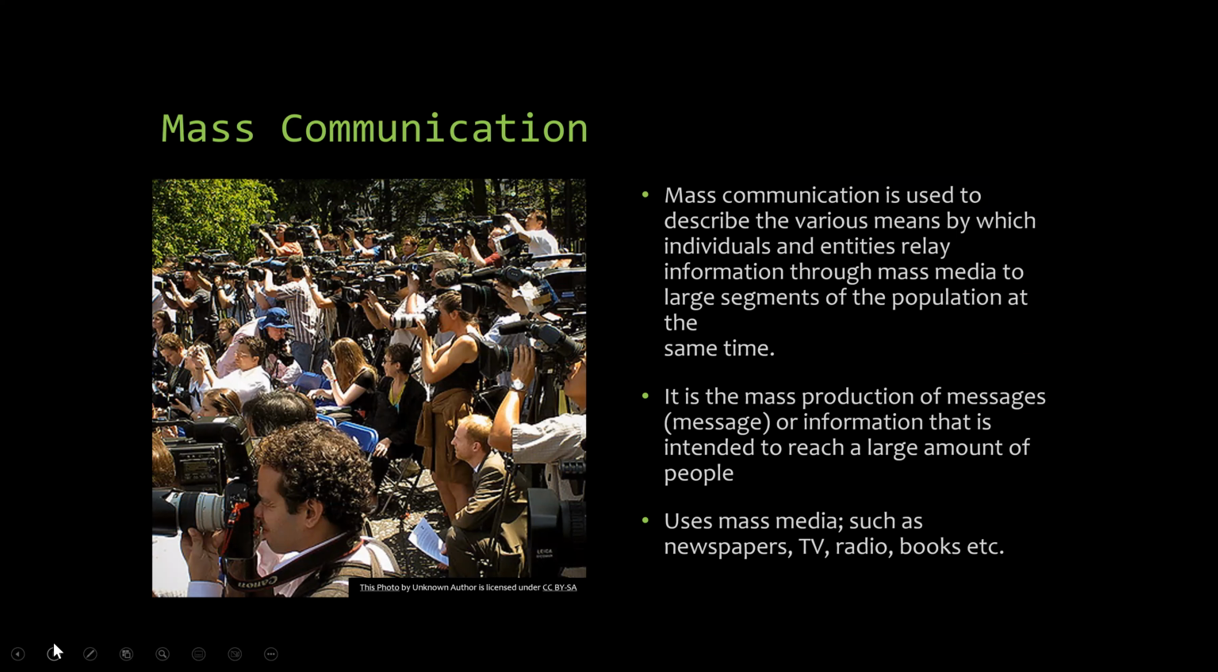So, we talked about mass communication last time. And mass communication, just as a reminder, is anything that reaches a lot of people at the same time. So, social media, newspapers, magazines, TV, these are all forms of mass communication because they reach a large segment of people at the same time. And it's usually a mass produced message that's used by those different outlets. There at the bottom, you can see newspapers, TV, books. Books are considered mass media.